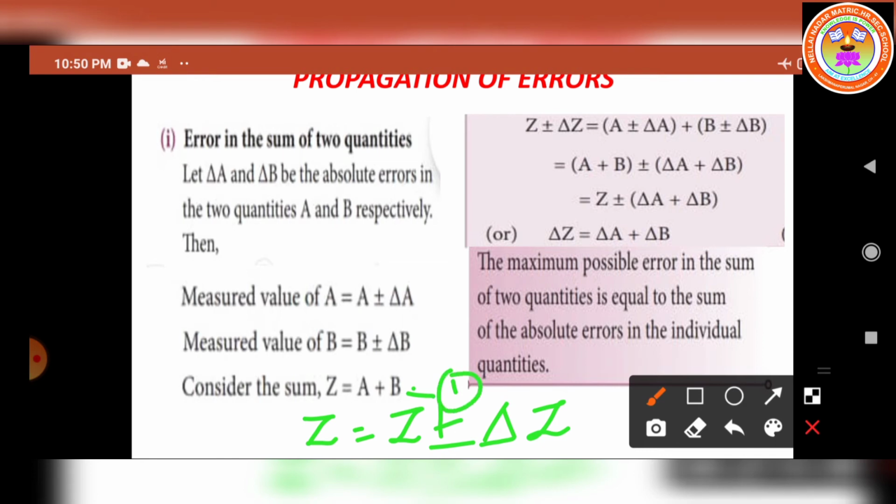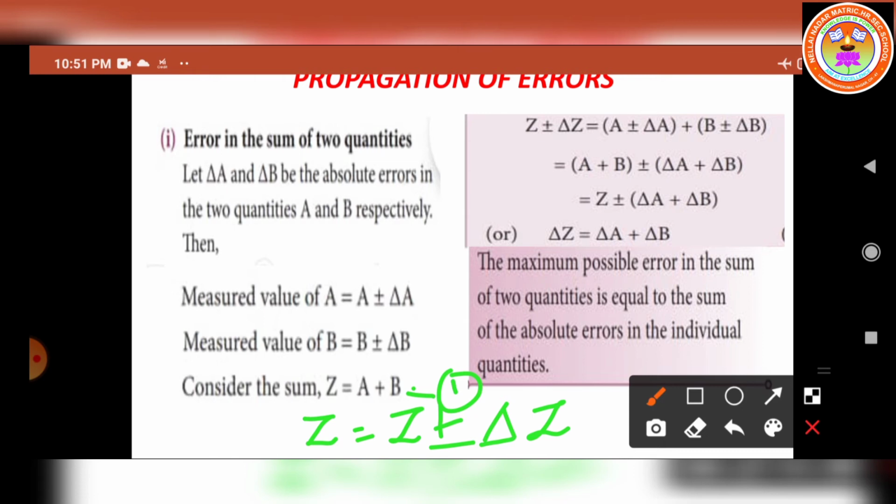Afterwards only we can substitute. Consider the sum Z is equal to A plus B. Let us consider the first equation. Now we have to take the error delta Z in Z, given by Z is equal to Z plus or minus delta Z.